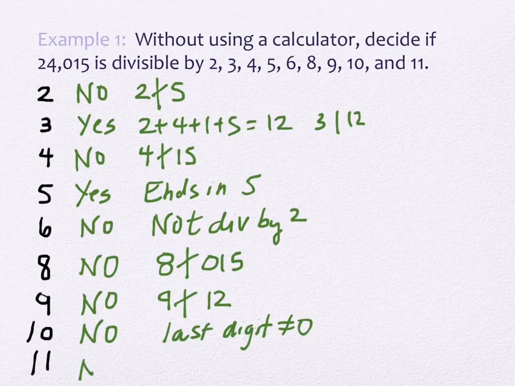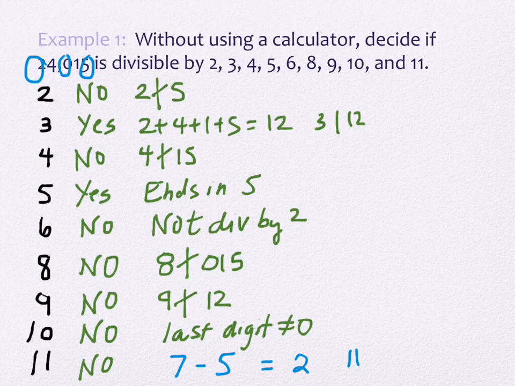How about 11? No. So when you did 11, just a reminder, what you should have done is add up 2, 0, and 5, which gives you 7. And then the other ones, 4 and 1, which gives you 5. And subtract. 7 minus 5 is 2, and 11 does not divide 2. All right, so we'll pick up there next time.